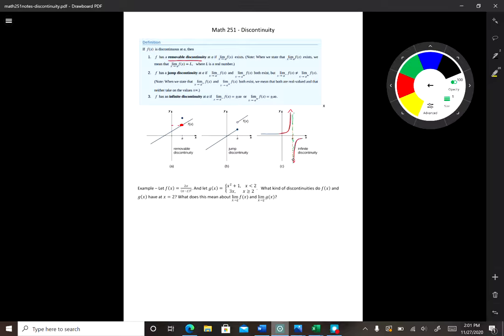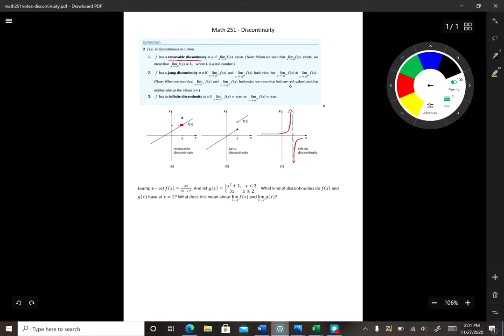So let's look at two kinds of functions here. We have f of x equals 2x divided by (x minus 2) squared, and g of x is a piecewise defined function: x squared plus 1 for x less than 2, and 3x for x greater than or equal to 2. What kind of discontinuities do f of x and g of x have at x equals 2? And what does this mean about the limits as x goes to 2 of f of x and g of x? All right, so we basically want to see which one of these discontinuities these two functions have.